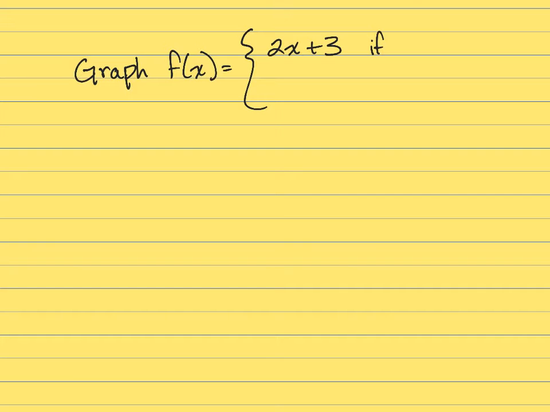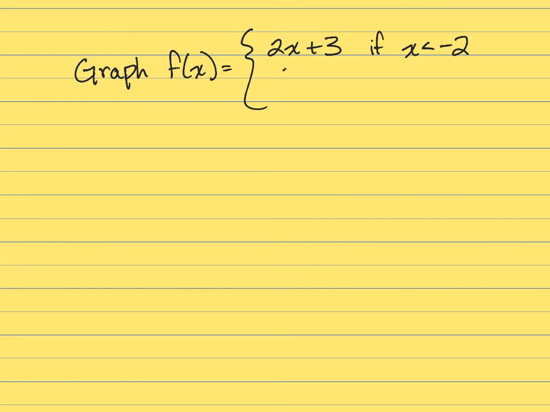All right, so we want to look at graphing piecewise functions. And so let's start with this example here. We're going to graph f of x equals, and this piecewise function will have three components. The first one is 2x plus 3, and we'll use this component if x is less than negative 2.